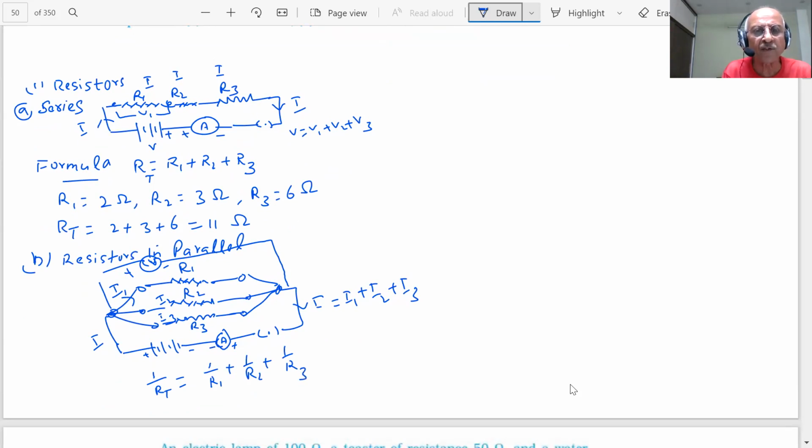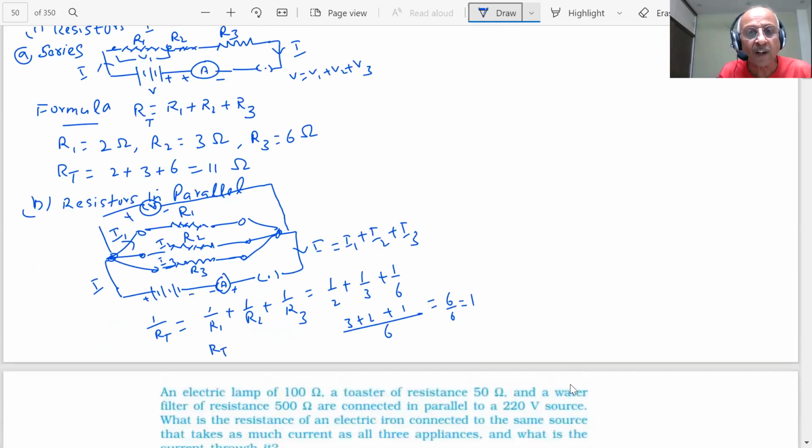So if I have 2, 3 and 6 ohm, what is the value coming? 1 by 2 plus 1 by 3 plus 1 by 6. What will be the answer? 3, 2, 1 over 6. What is coming, student? 6 by 6, so 1. So here, students, the interesting thing is that the total resistance is 1 ohm. This value is less than even the lowest value of resistance. The lowest value was 2 ohms, and the effective resistance becomes even less.